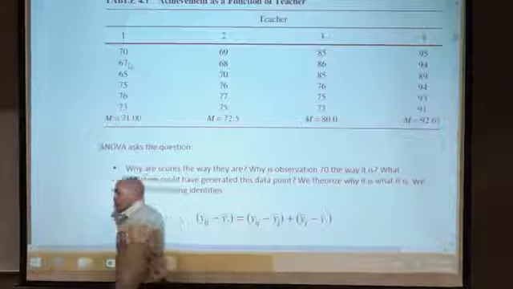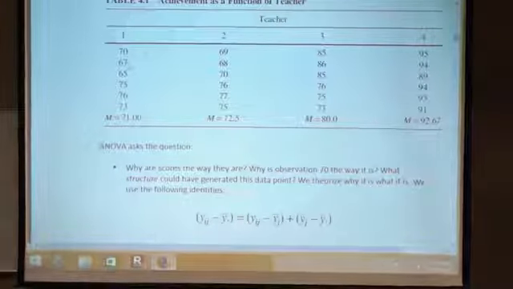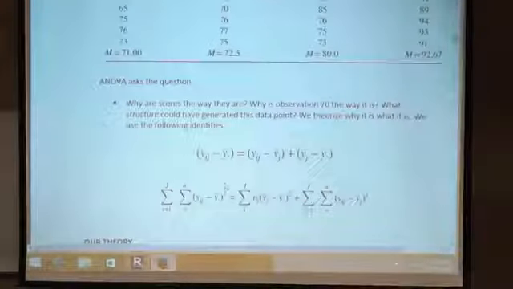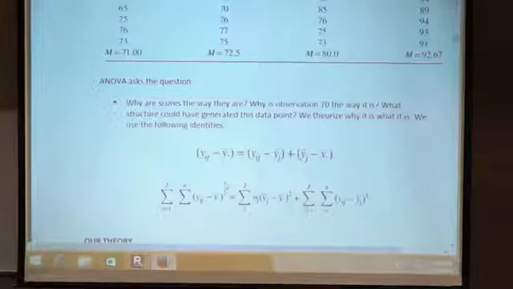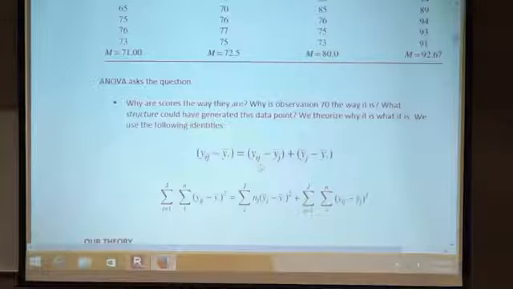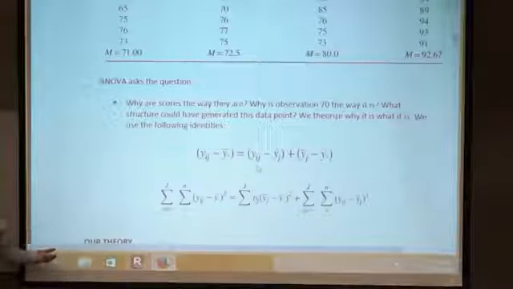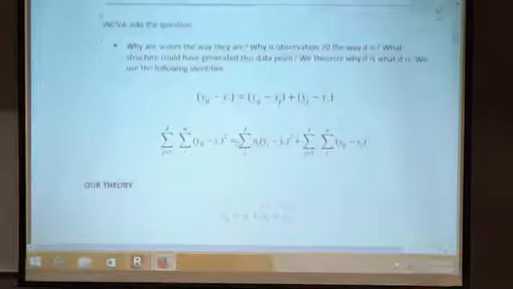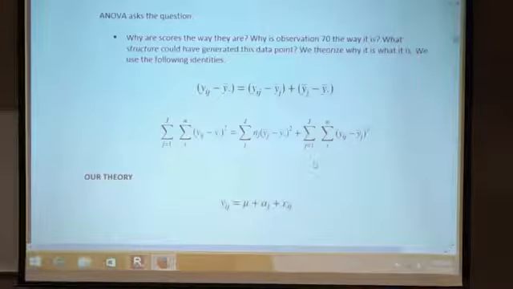So in ANOVA theory, we can use identities such as this one, which is the breakup of the sums of squares. So I have y sub ij, individual i in group j, minus the grand mean, is equal to the within plus the between deviations. We know that if I sum those up, I'm not going to get a very nice number. I'm going to get 0, so we're going to square the deviations, which leads to the partition of the sums of squares. SS total is equal to SS between plus SS within.